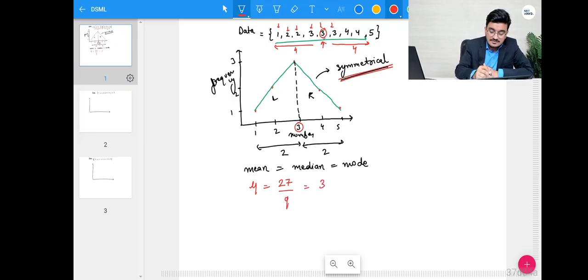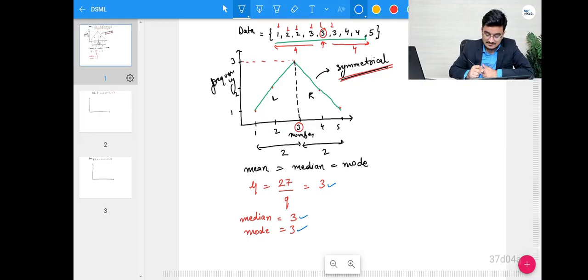The middle value for this data set, which is the median, is also 3. We have already seen that 3 is in the middle, right? And the most frequent element, we can see that 3 has repeated 3 times, right? The most frequent element, which is the mode, is also 3. We can see that all the central tendencies have the same value, hence the distribution is symmetrical.